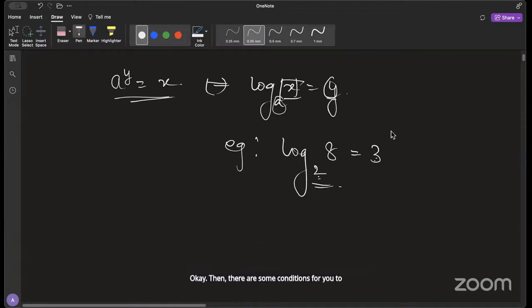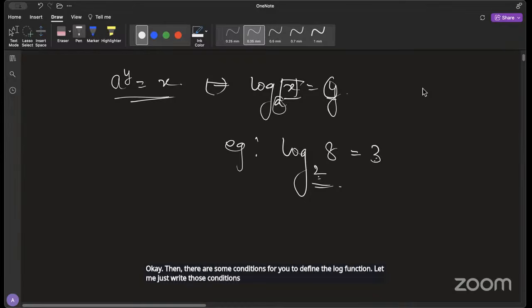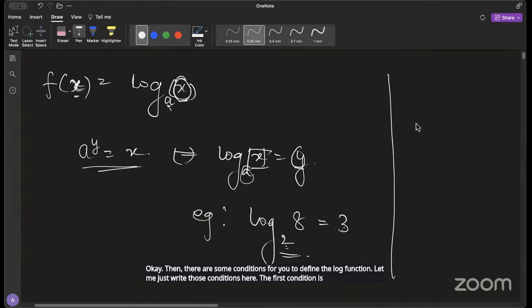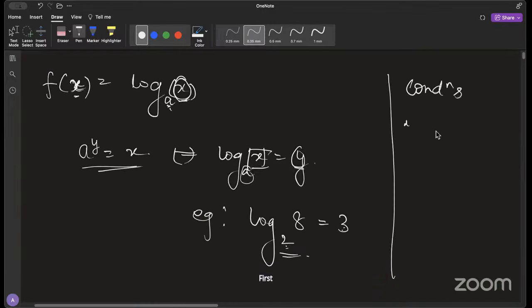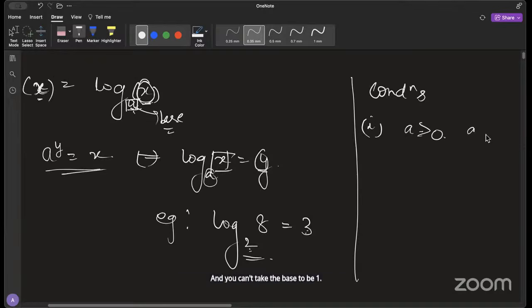Then there are some conditions for you to define the log function. Let me write those conditions here. The first is on your a, the base, for the log function. Your base should be greater than 0, and you can't take the base to be 1. So these are two conditions on your base.